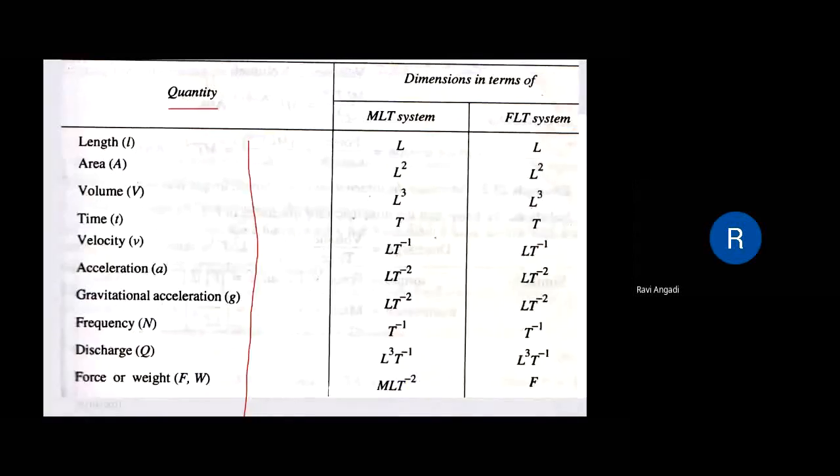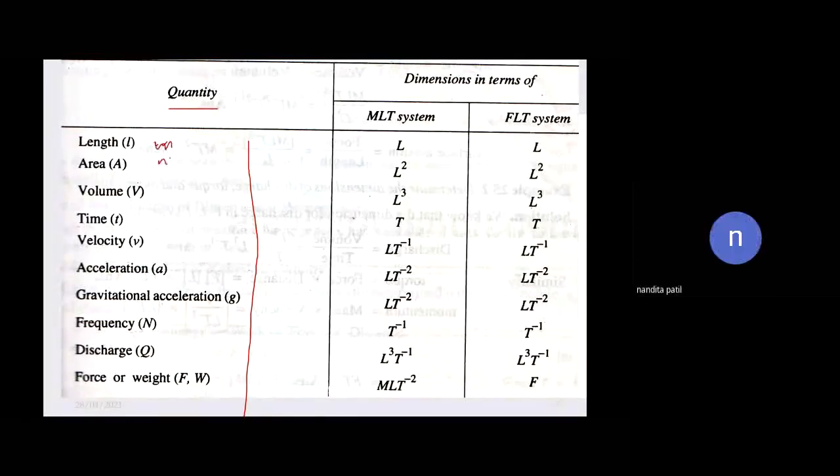Next. These are some quantities I am giving you all as homework. Here certain quantities are given: length, area, volume, time, velocity, acceleration, gravitational acceleration, frequency, discharge, force or weight. We use these frequently in this particular module: length, area, volume. So can you tell me what is the length unit? Length unit is meter. Okay. Next, what is the area unit?